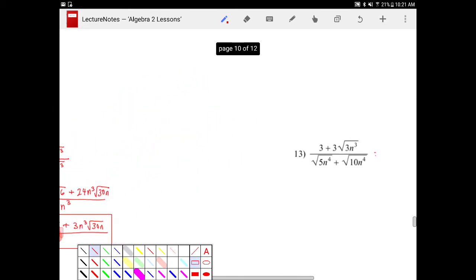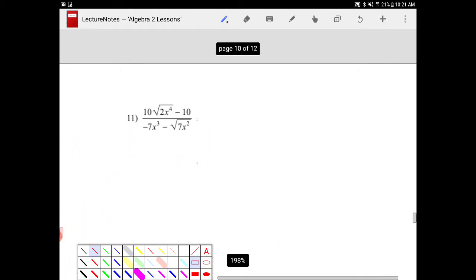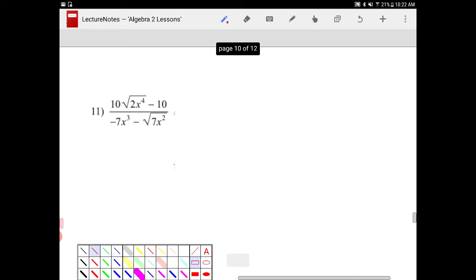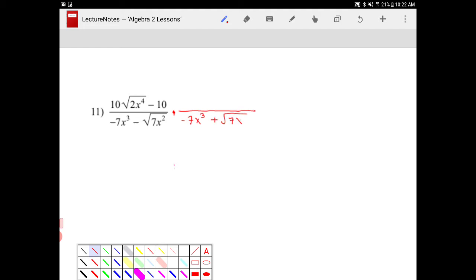Let's take a look at the next one. Really no different. So here, again, what I'm going to do is multiply both the numerator and denominator by the conjugate. So this is going to be negative 7x cubed plus radical 7x squared.